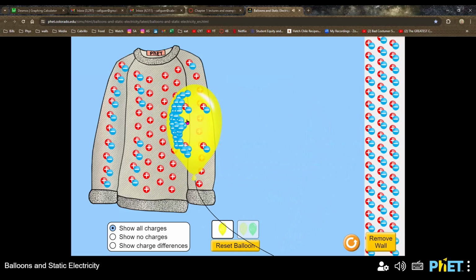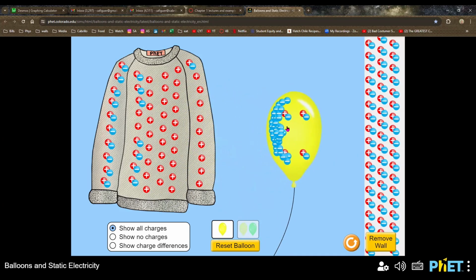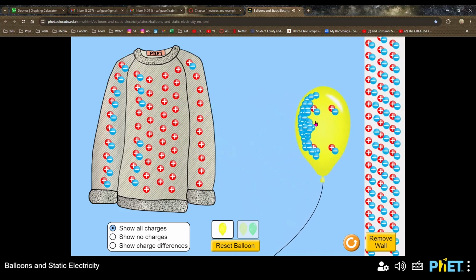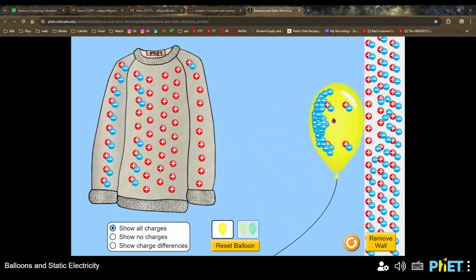So now look at what happens when I bring it over to the wall. Look at what happens to the blue charges. You see how they're redistributing themselves? So there's a separation between the positive and negative charge centers. That's what's creating this guy right here. So now let me go back and show you what I have here.